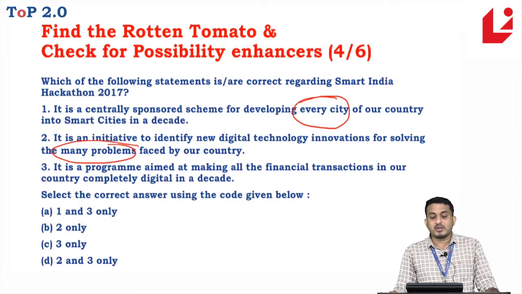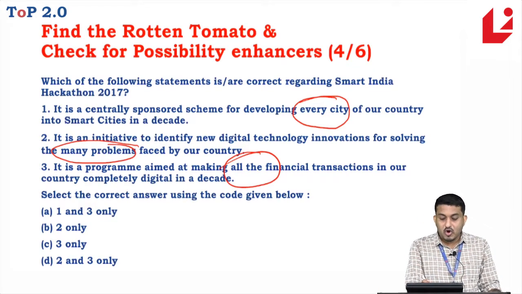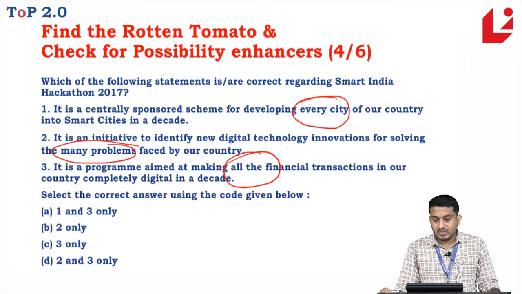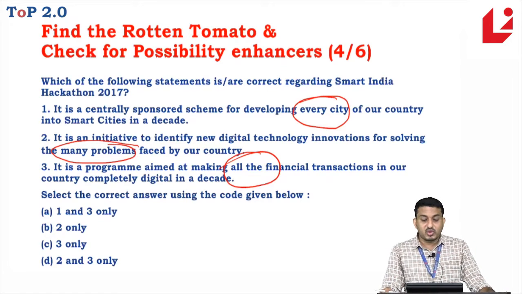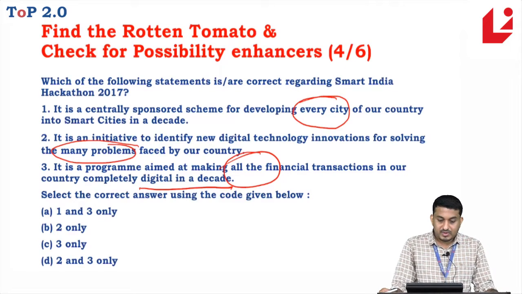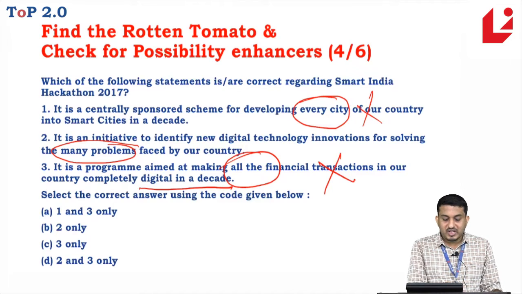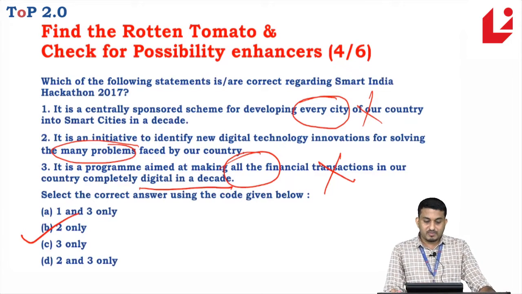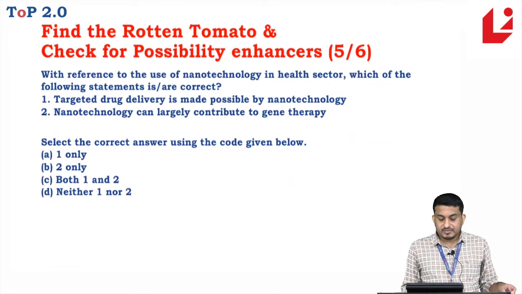It is a program aimed at making all the financial transactions in our country completely digital in a decade. All the financial transactions. Not even Scandinavian countries have done this. So all the financial transaction is not possible. That too completely in a decade. In a short period of time. Getting it? So that is not achievable. So statement 3 is also wrong. If 1 and 3 are wrong, A can be eliminated, C can be eliminated, D can be eliminated. So what is the answer? Answer is B, 2 only. Alright? Okay. Now coming to the next.